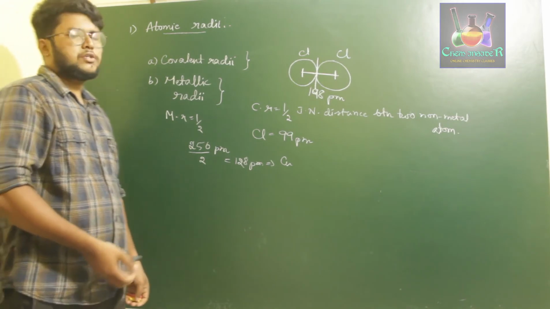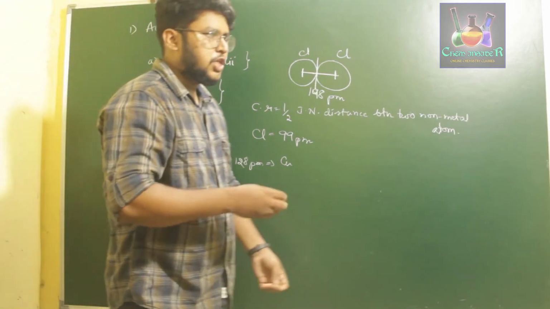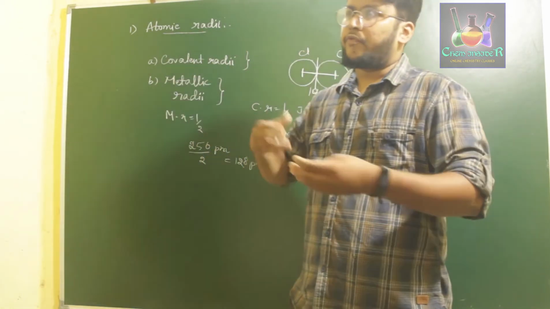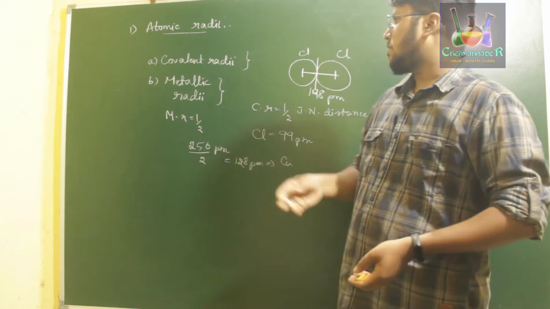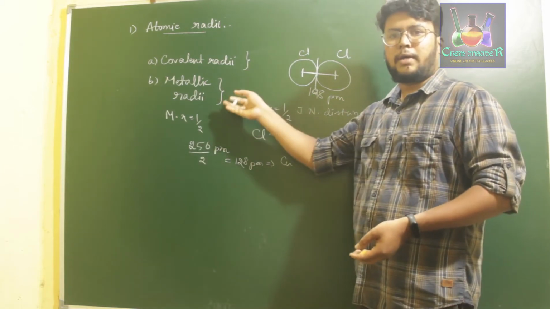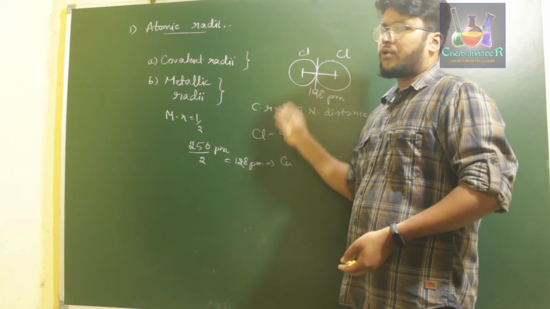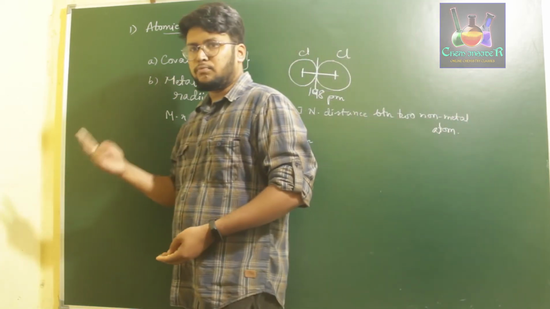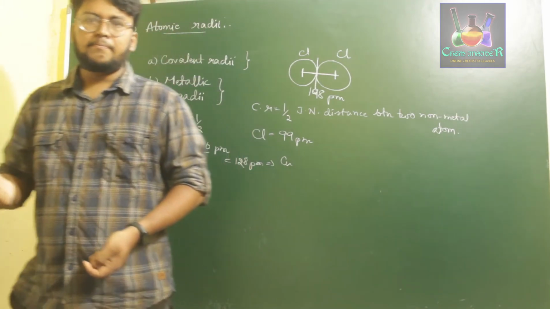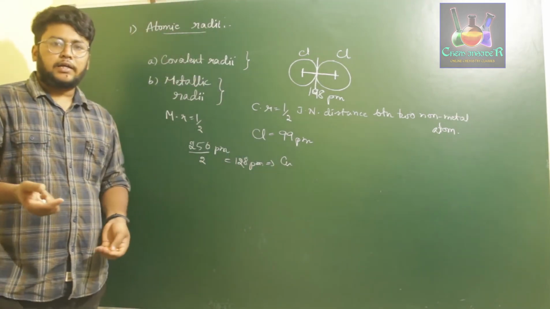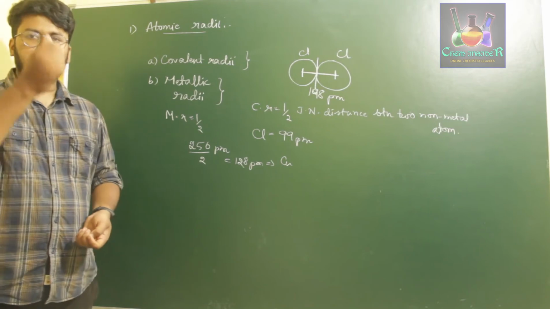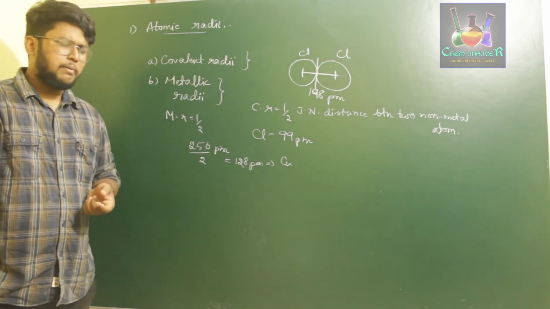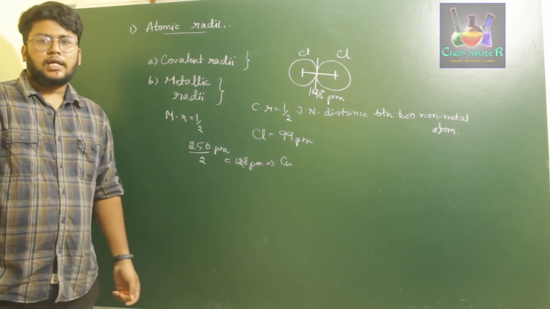Instead of naming them covalent radii and metallic radii, in general for every element we call them atomic radii. In order to find out the respective radii, we use the covalent bond nature and the metallic bond nature. So atomic radii can be calculated in terms of covalent radii and metallic radii. If the elements are non-metals, we use the covalent radii. If the elements are metals, then we use metallic radii.